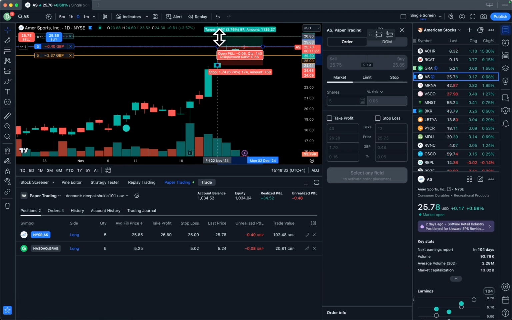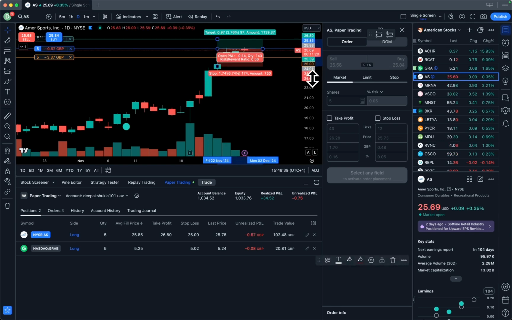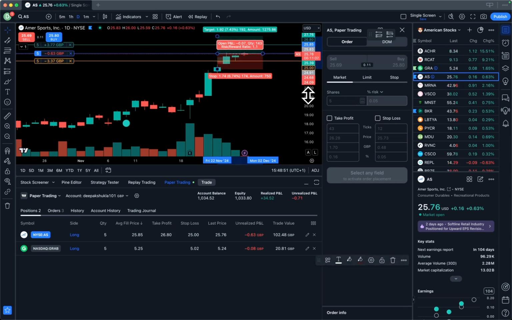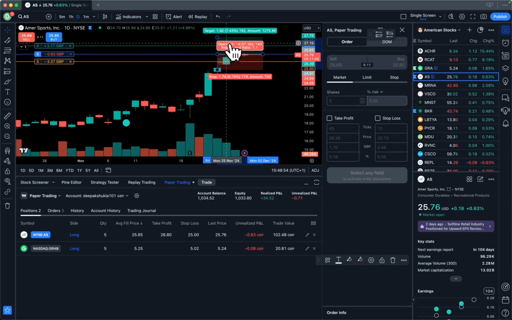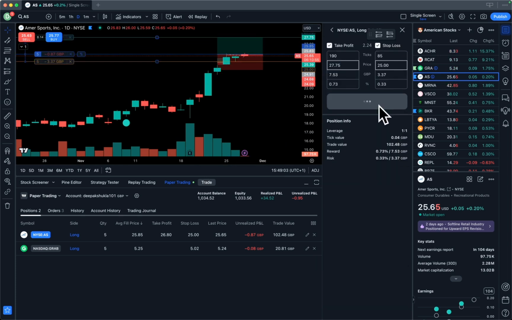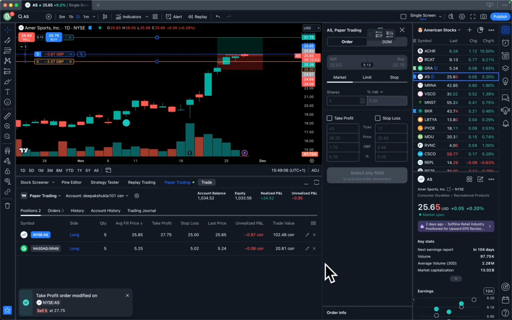It's at a 1.74. So 1.74, the stop, the risk reward ratio is now 1:1. So now we'll set the take profit at that level. We'll modify it. Yeah, let's see what happens.